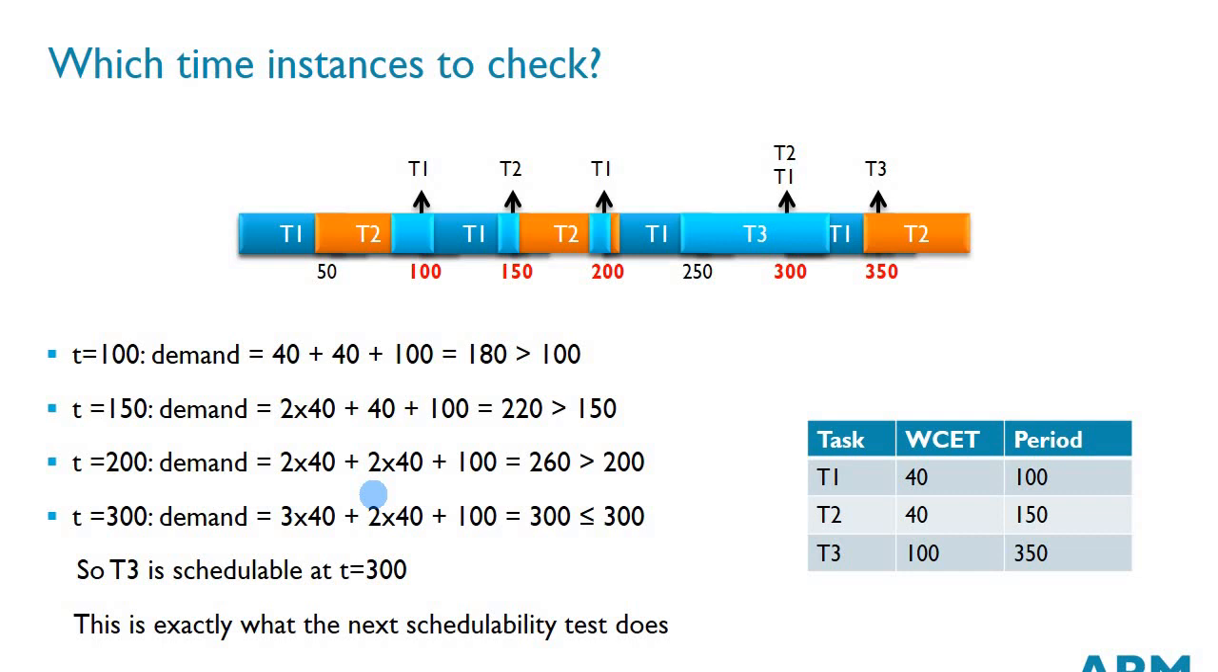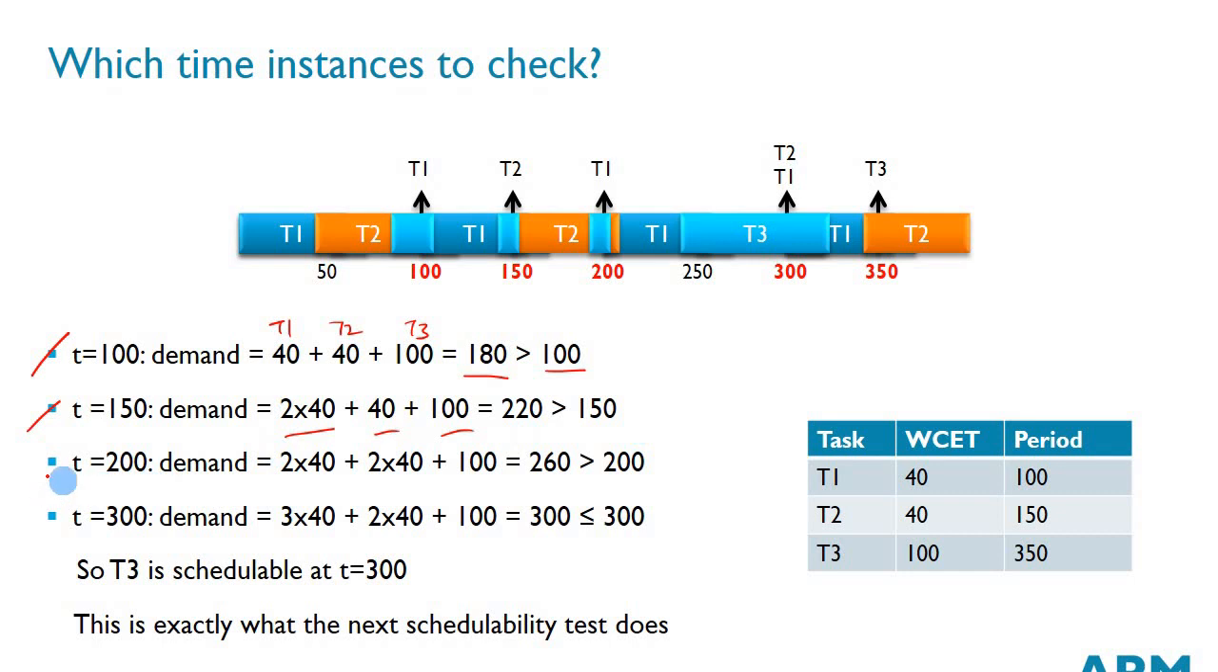So if I look at time t equals 100, what do you see? You have launched t1, t2 and t3, that is task 1, task 2 and task 3. So the total computation time is 180, but you have only passed the 100 time mark. So the demand is higher than the capacity. At time t equals 150, what has happened? Another instance of t1 is already launched, correct? And you still are running your t2 followed by t3.